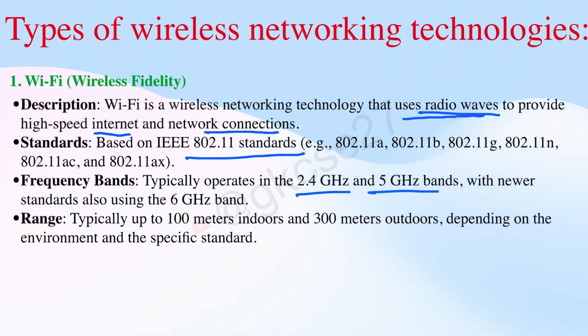Actually, you see, in Wi-Fi there are two bands available. Whenever you take a new connection, they will give you a 2.4 GHz connection. 2.4 GHz is still used in old systems, but for new systems 5 GHz is faster. Range: typically up to 100 meters indoors and 300 meters outdoors, depending on the environment and the specific standard.